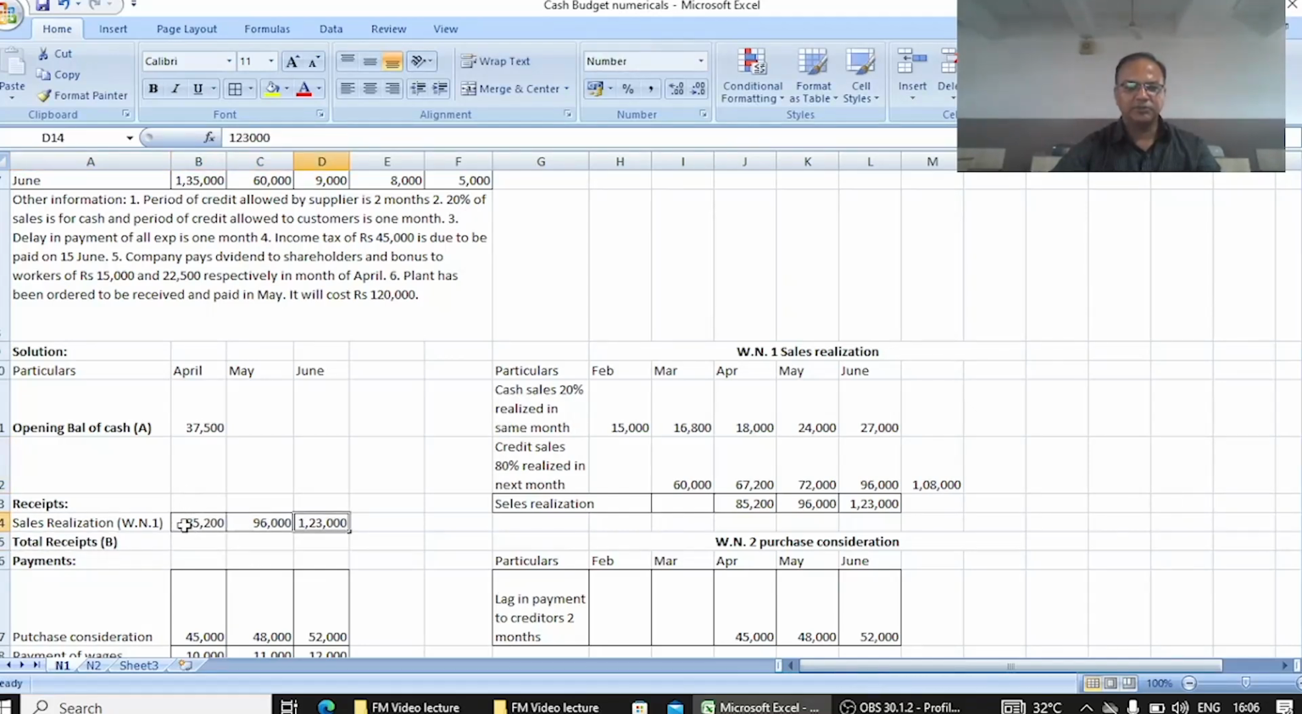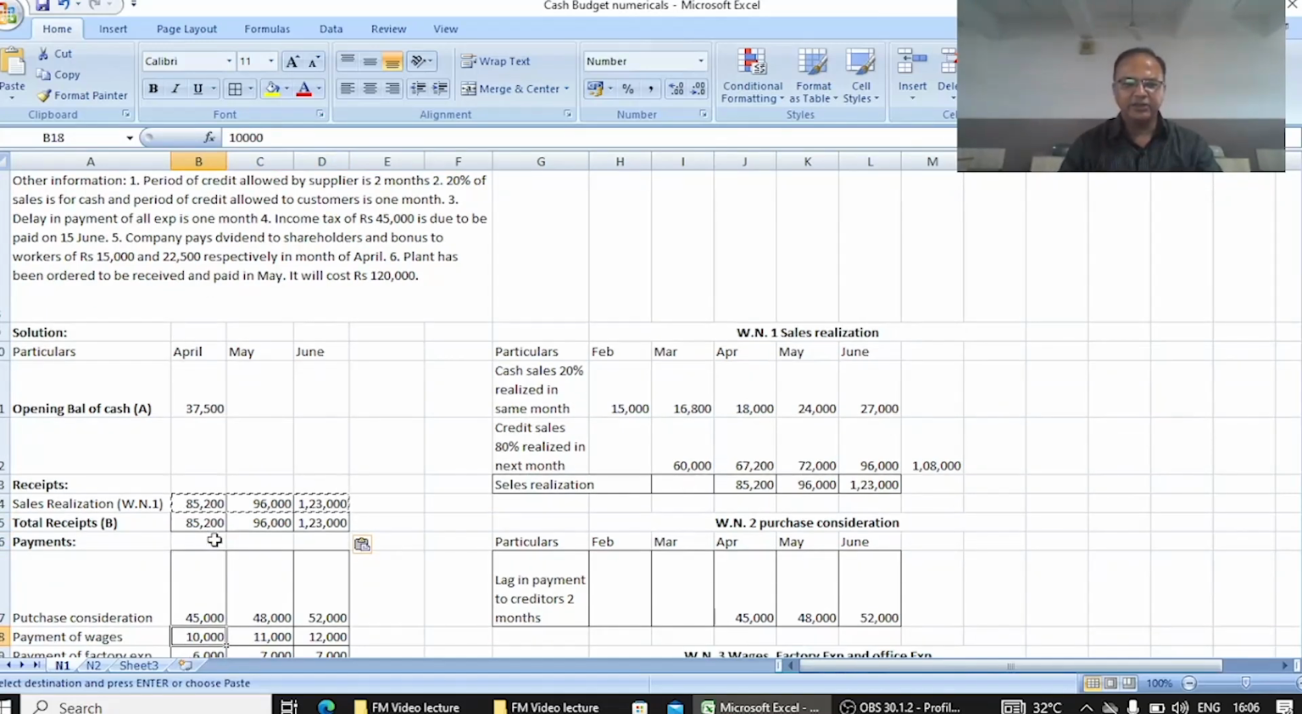Here total receipts and sales realization are same, but mostly in the question there are some other informations given in the receipt part. So total receipts and sales realizations are normally different. In this question, it is equal.